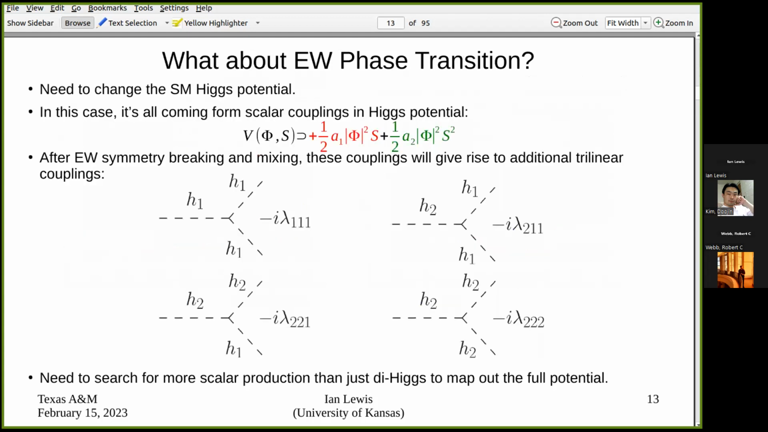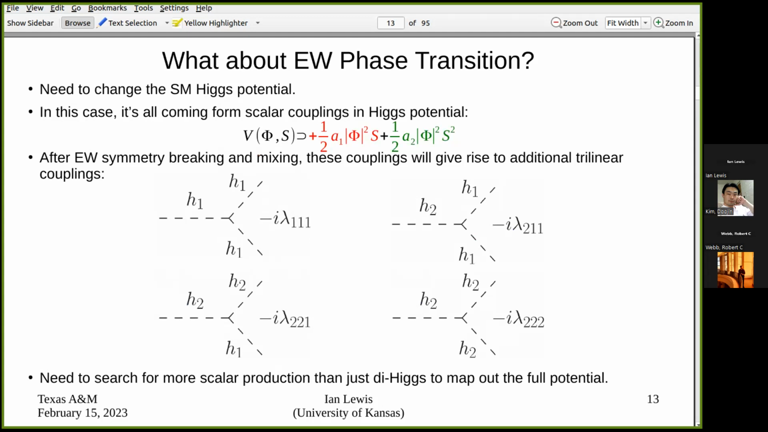So what about the electroweak phase transition? So we want to change the Standard Model potential. In this case, it's all coming from the scalar couplings of the potential. So it's A1 and it's A2, which is actually what's coupling my scalar to my field. And after electroweak symmetry breaking, I actually get many more trilinears. So this is the type of thing I talked about before, but I can have H2 in my trilinears now. And if I want to actually try to map out exactly what's going on with the potential and what's happening to the phase transition and how the Higgs is getting the Vev, I want to search for more scalar production than just di-Higgs to map out exactly what's going on everywhere.